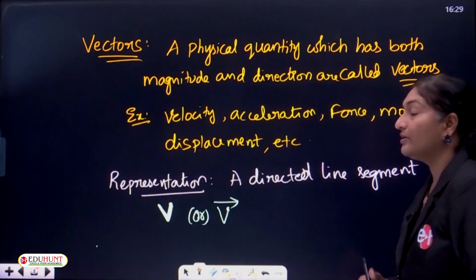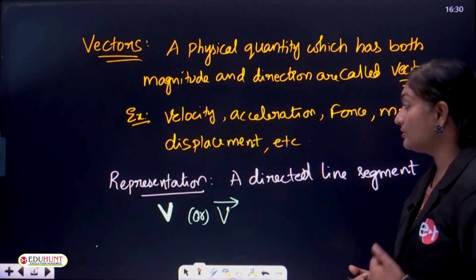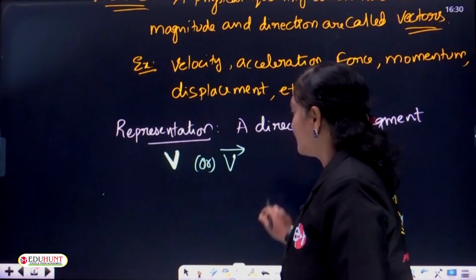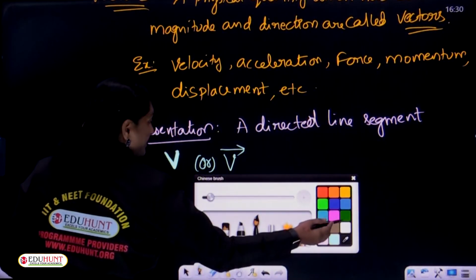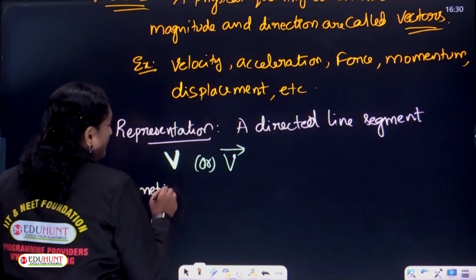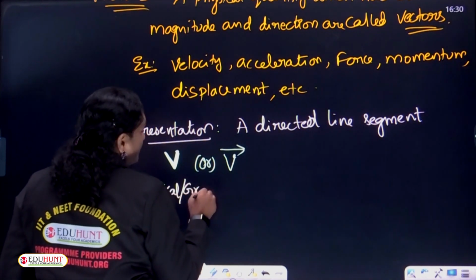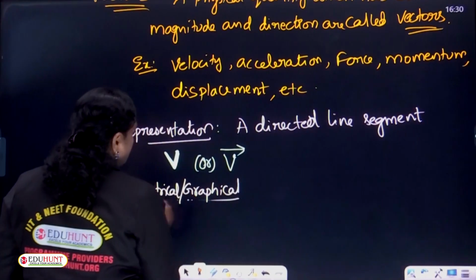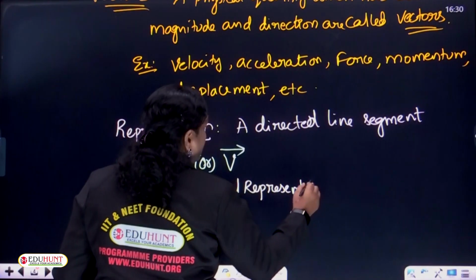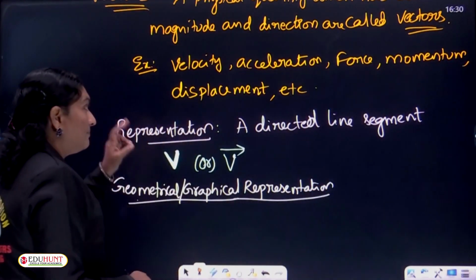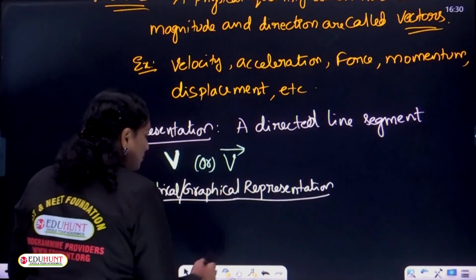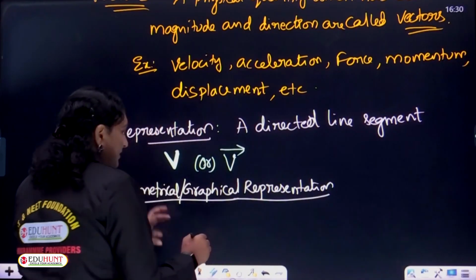Similarly, if you would like to represent the same vector through a graphical or geometrical representation, the geometrical representation of the vector will be something different. A vector must have two things: one is magnitude, the other is direction. Magnitude you will represent with some number.